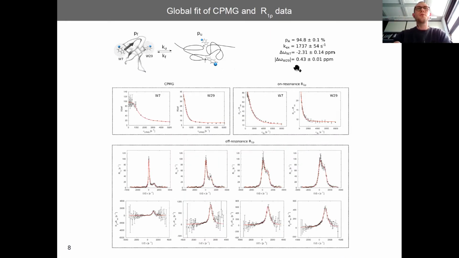Just to show you, this is a global process and all these experiments should report on the same process, of course. So we should be able to fit them together, and that's possible. If you look at the curves, this is a global fit where you can fit all these data together with the same set of parameters. That was nice.